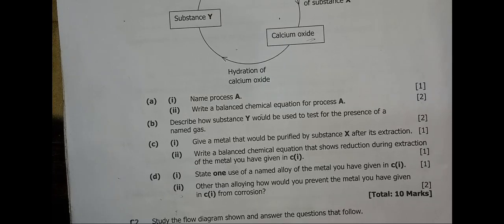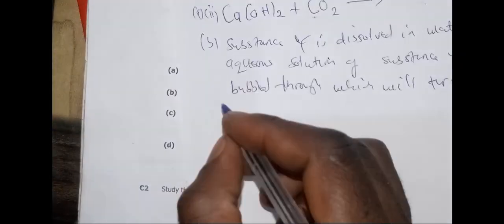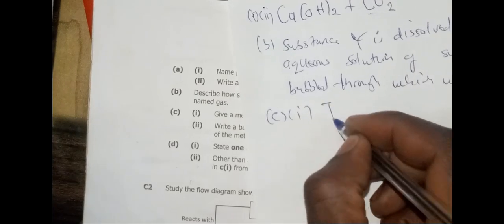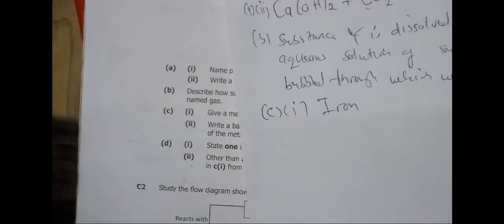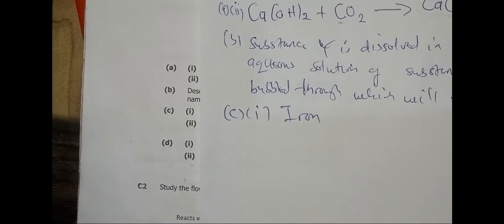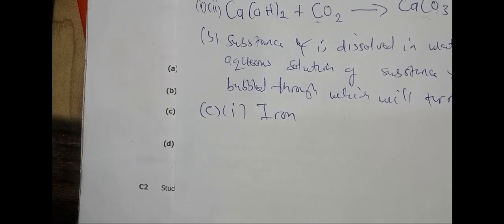Okay, C. Give a metal that would be purified by substance X after its extraction. So it is iron. I'll explain. So C1, it is iron. On the extraction of iron, we have three materials which are fed into the blast furnace for the extraction of iron. We have three materials there.